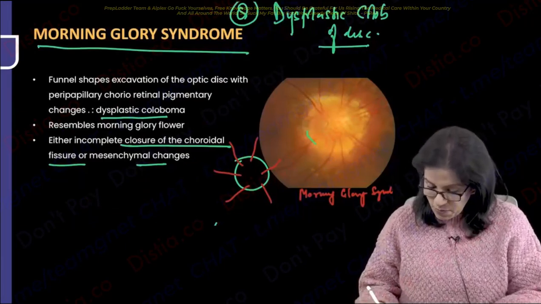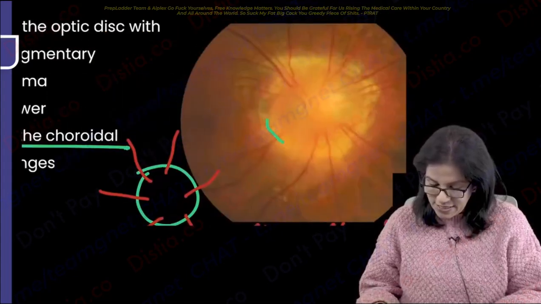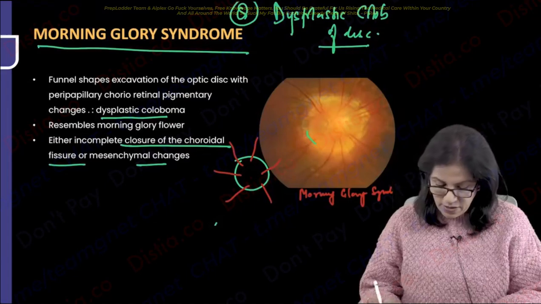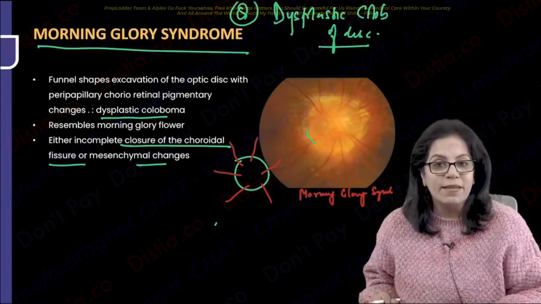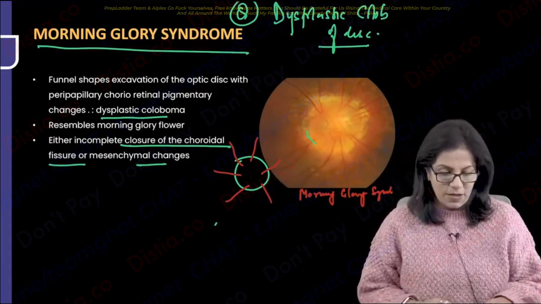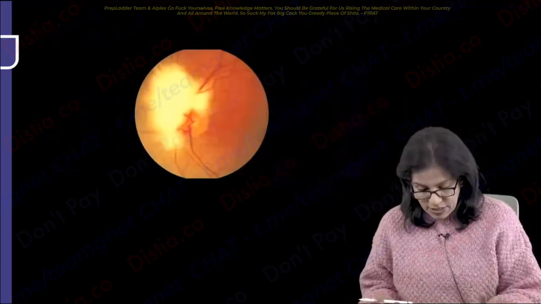And if you see, there is also peripapillary atrophic change around the disc. Around the disc are the atrophic changes. Hence, peripapillary chorioretinal pigmentary and atrophic changes. Right? Okay. So, once we know about morning glory syndrome, we come to the next condition.